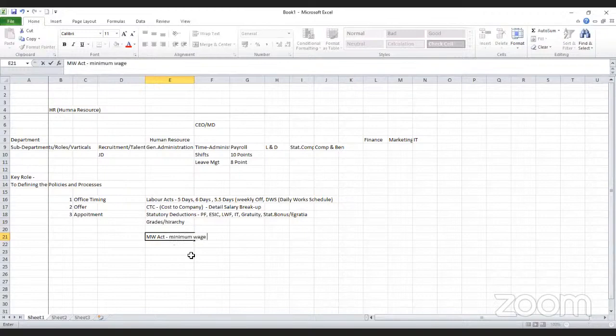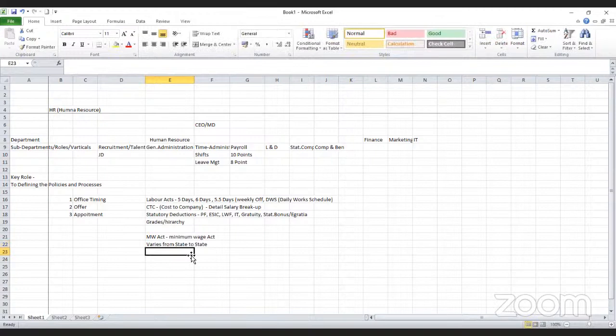Minimum Wage Act. So this Minimum Wage Act varies from state to state or location to location. So again, you have to understand first the grade, then you have to understand which state, which location the concerned employees are working in, and then afterwards you can start preparing the CTC.